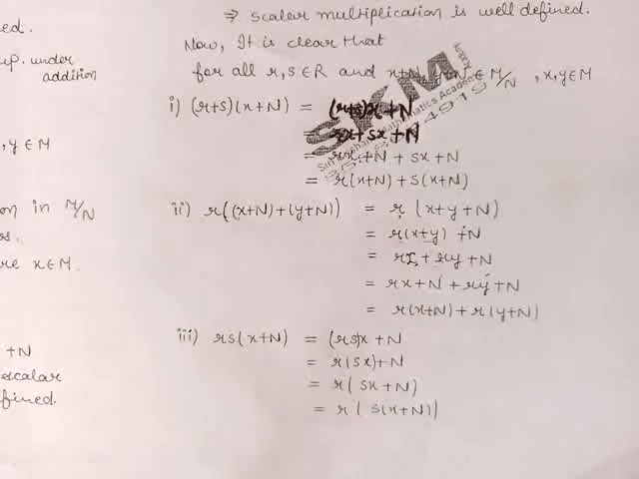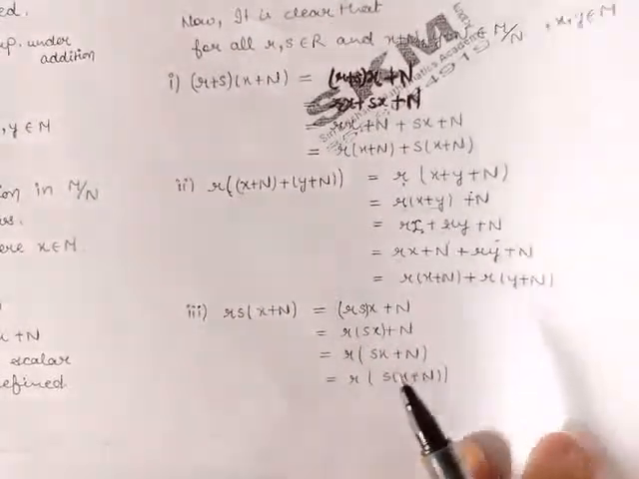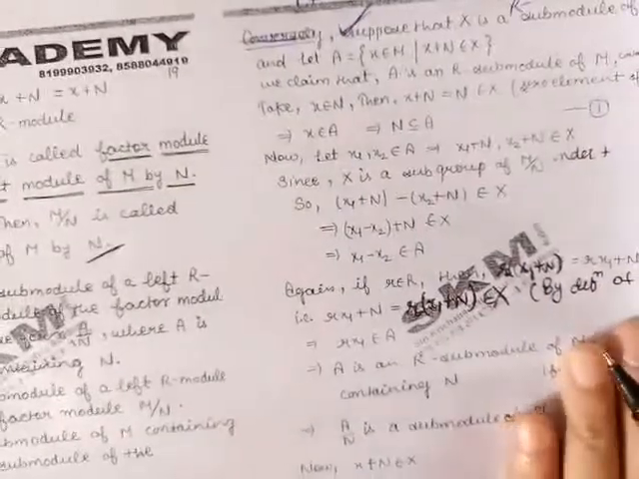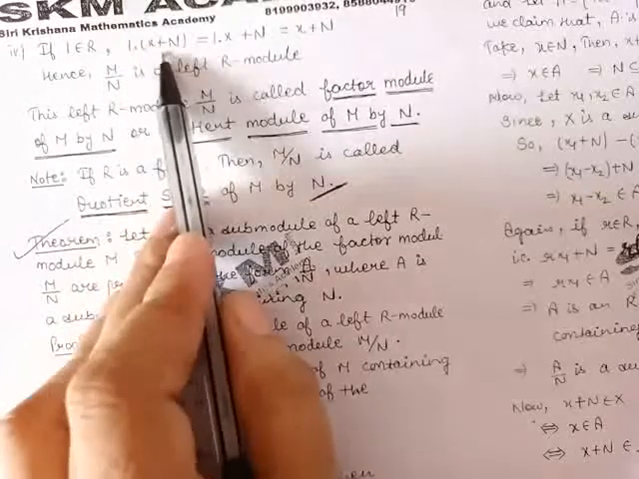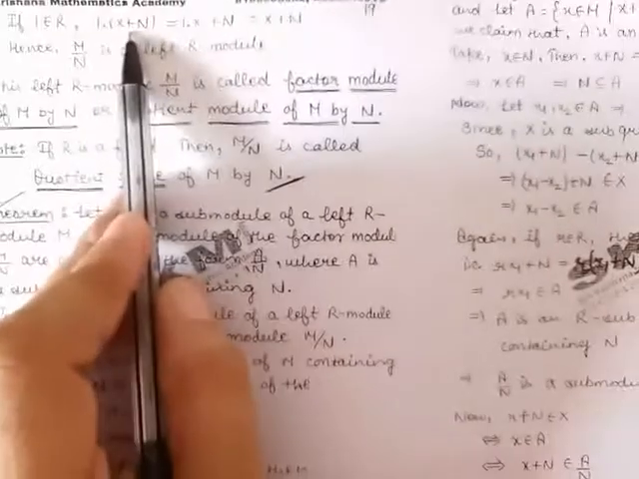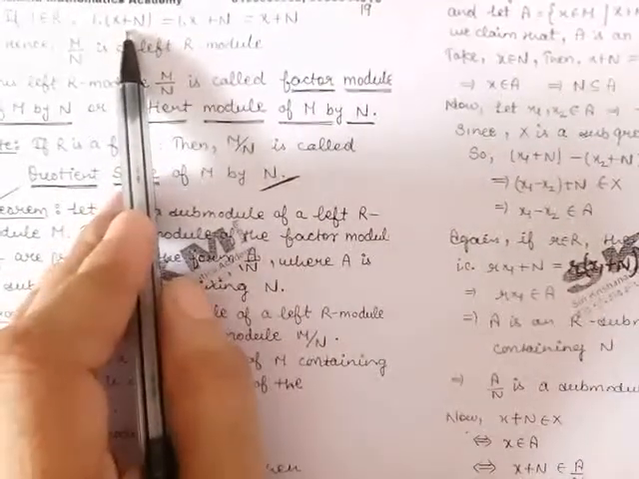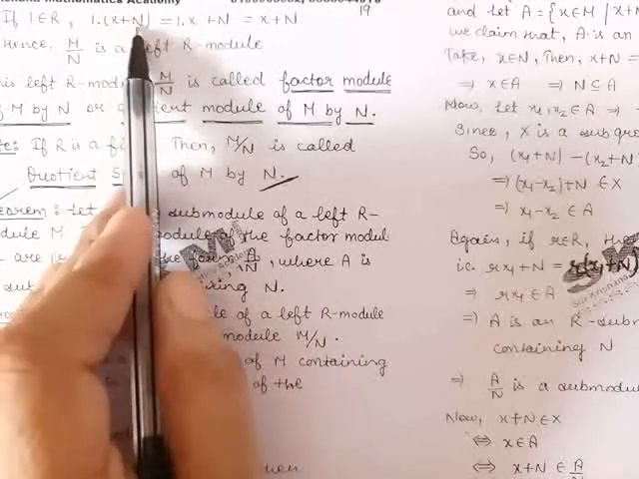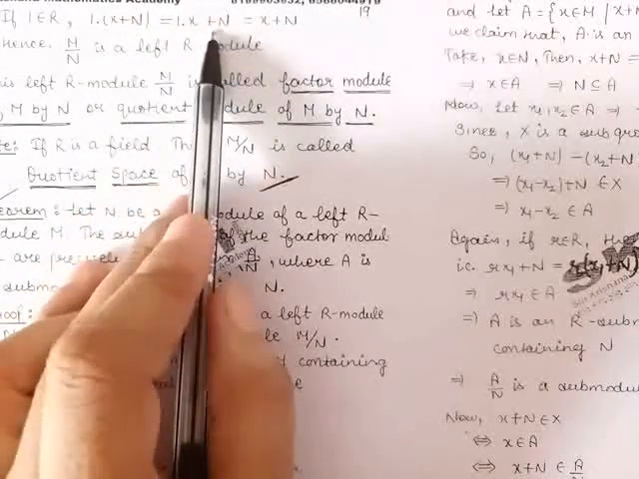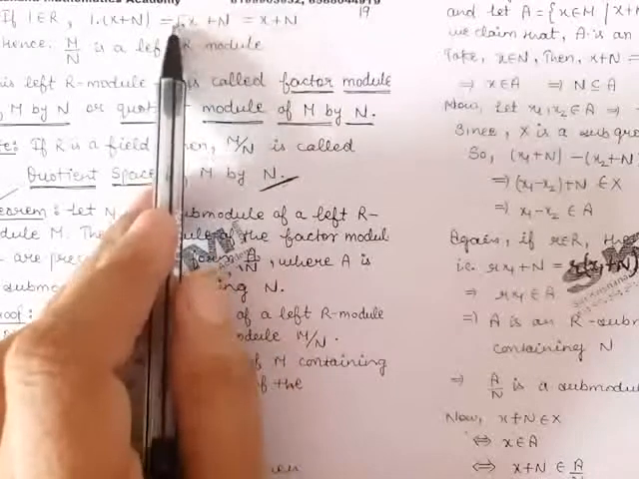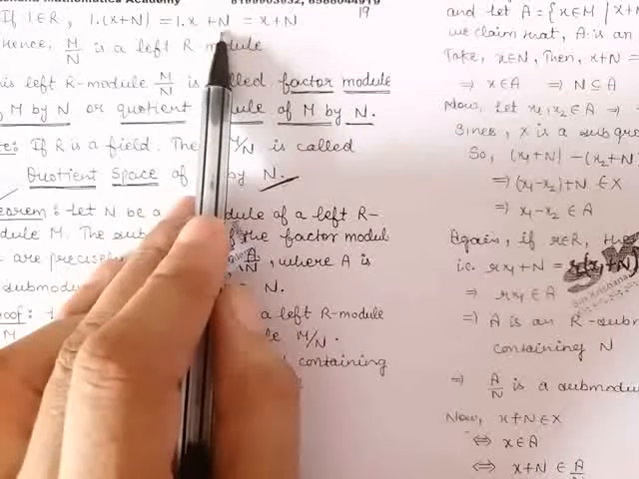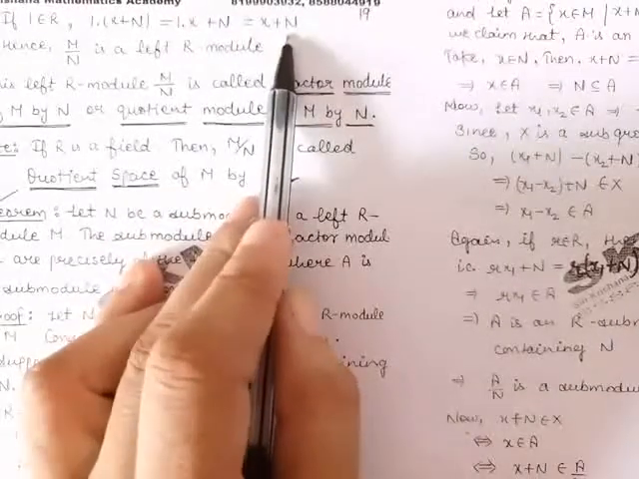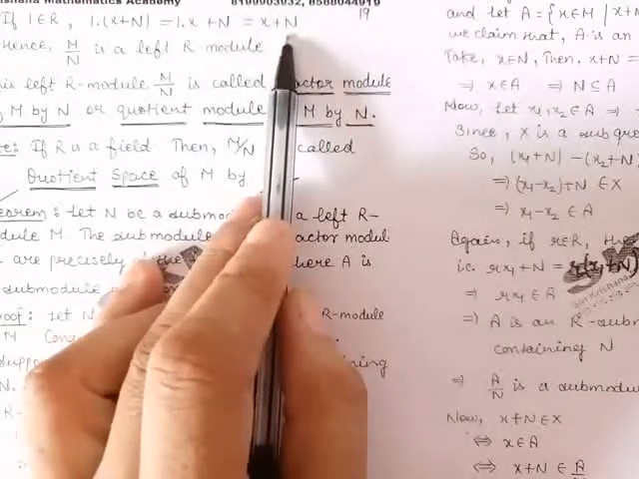In the last property, if the ring has the identity element, in that case we have identity into (x plus N). Now again, by definition of scalar multiplication, r into (x plus N) becomes rx plus N. Here in place of r we have the identity element, so identity into (x plus N) will be x plus N. So we have verified all the conditions for being a module.